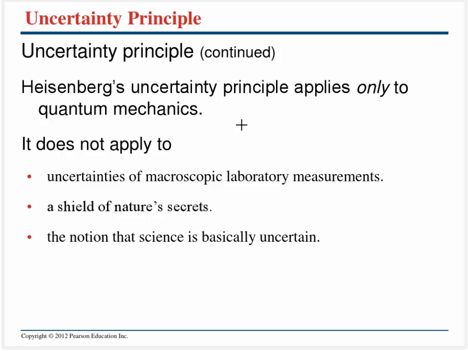Just want to talk about the uncertainty a little bit more. Now, Heisenberg's uncertainty principle is only going to apply to quantum mechanics or atomic and subatomic particles. It's not a valid excuse to write on a lab report that, hey, this experiment was uncertain because of Heisenberg's uncertainty principle. The macroscopic world is way too big for us to observe this. It's only going to be for things like photons, electrons, and so on and so forth. So there is no shield of nature's secrets, and I don't want you to have the notion that science is intrinsically uncertain.